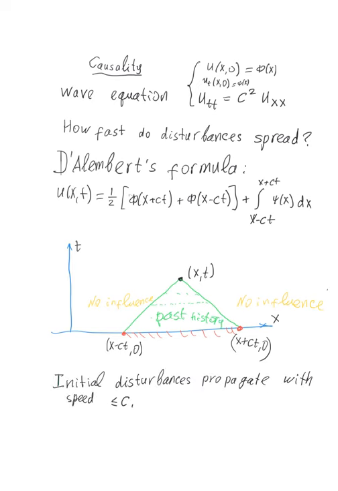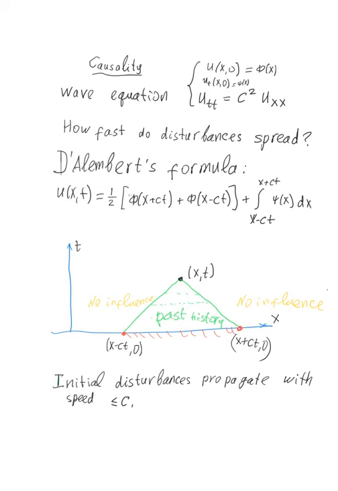To summarize the main idea, the D'Alembert formula implies that any initial disturbances, whether in the shape of the graph or in the velocity, propagate with the speed not exceeding c, where c is the constant that appears in the wave equation.